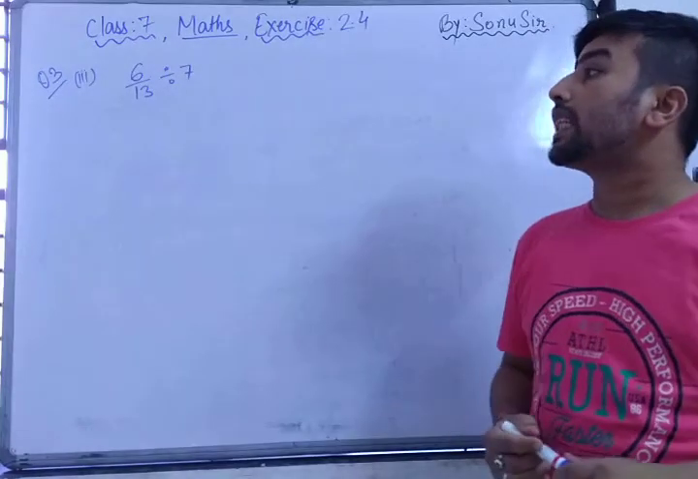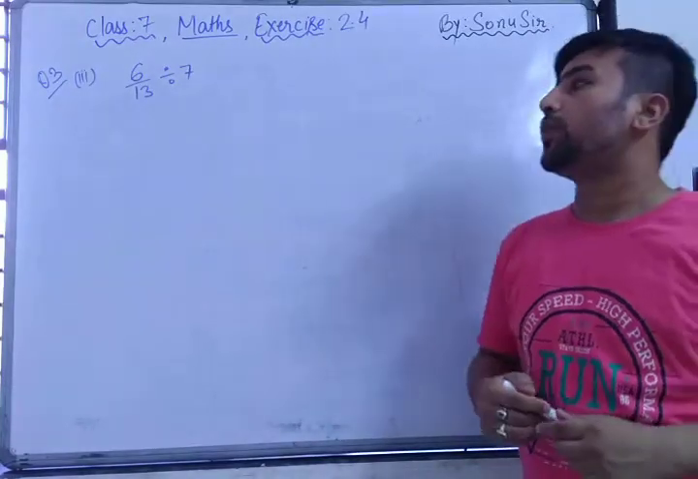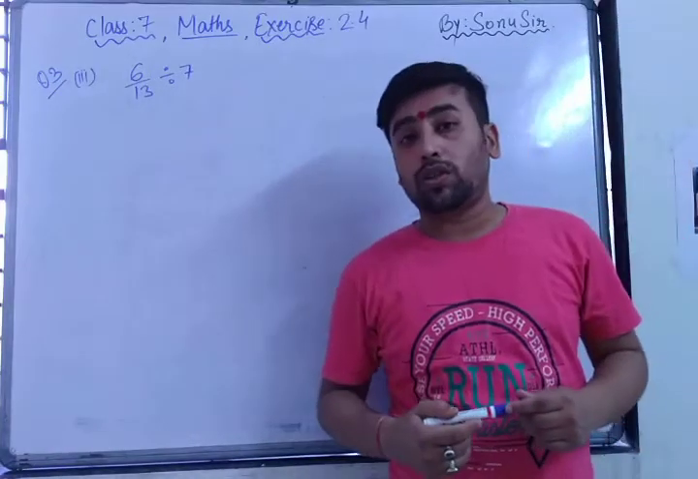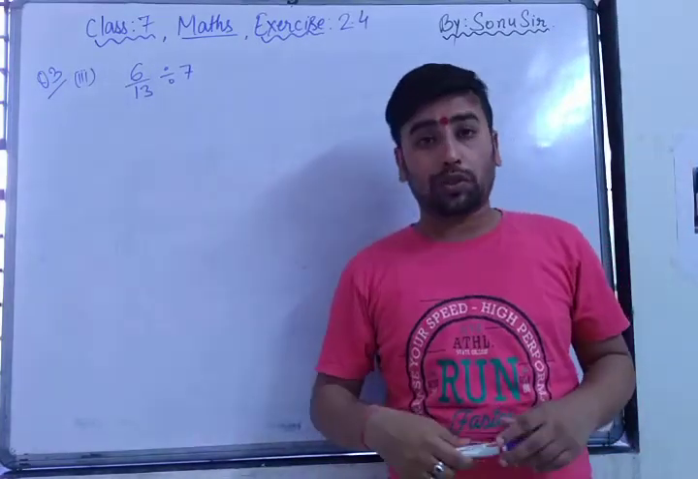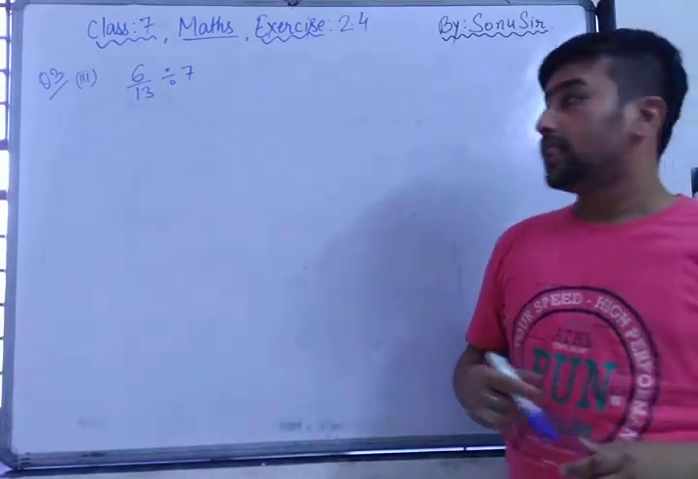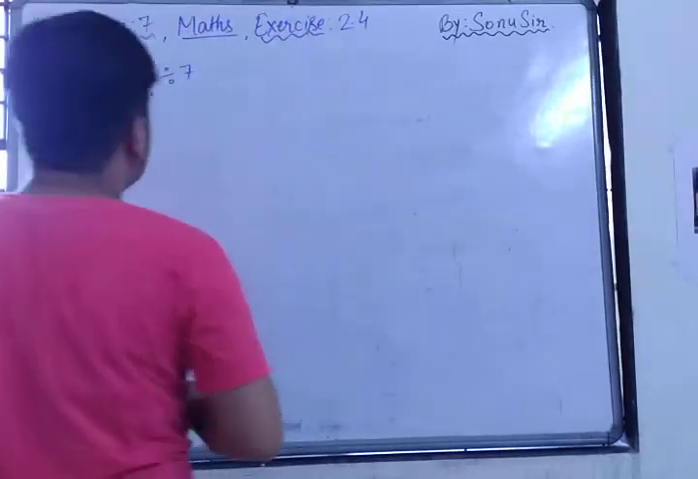Today we are going to discuss class 7 maths exercise 2.4 question number 3 third. In the previous video I had already explained the two questions of question number 3. So today we are going to discuss question number 3 third. So let's start: 6 by 13 divided by 7.